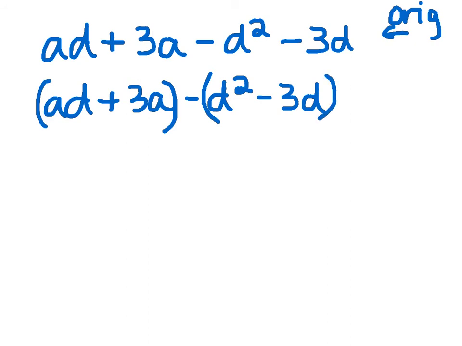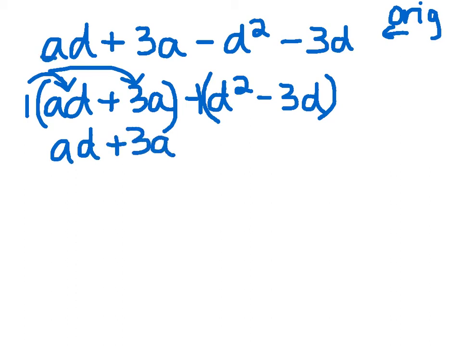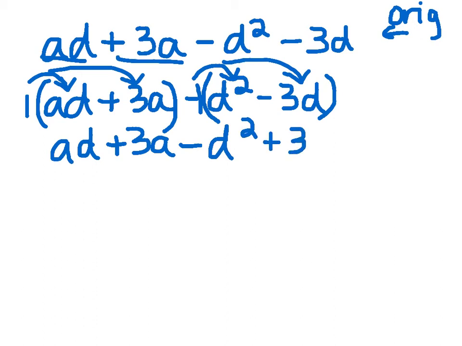So here's the problem. When I group this second set of parentheses, if I wanted to work backwards from what I just did, if I wanted to get rid of the parentheses, if I distribute positive 1 over these, I still have AD plus 3A, and that is what I started with up here. But if I distribute this negative 1 over these 2 things, it means that I have minus d squared, but I have plus 3d. And as we can see, that was not our original expression. In other words, by putting the parentheses where I did, I have changed the value.